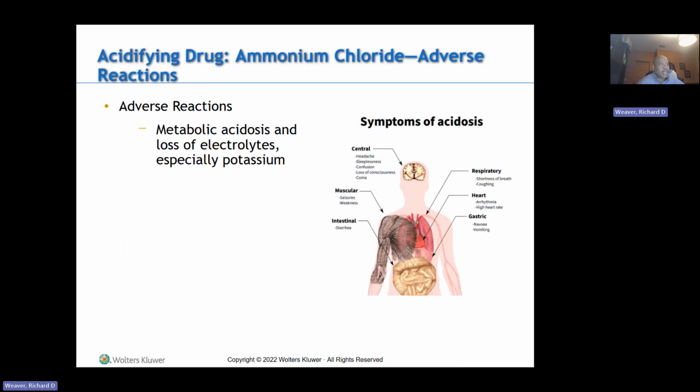Now, what I want you to take a look at is symptoms of acidosis. This is what I was telling you about. When a person becomes acidotic, it can have a more depressive effect on the body. Look at what it does to the central nervous system here: the headache, the sleepiness, confusion, loss of consciousness, and coma. It kind of affects each of the systems here. I don't know about that high heart rate. Usually it causes bradycardia. Maybe that's what it does initially, though.